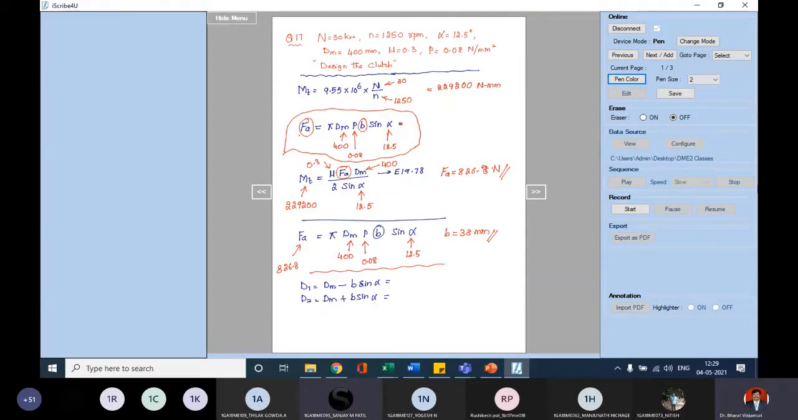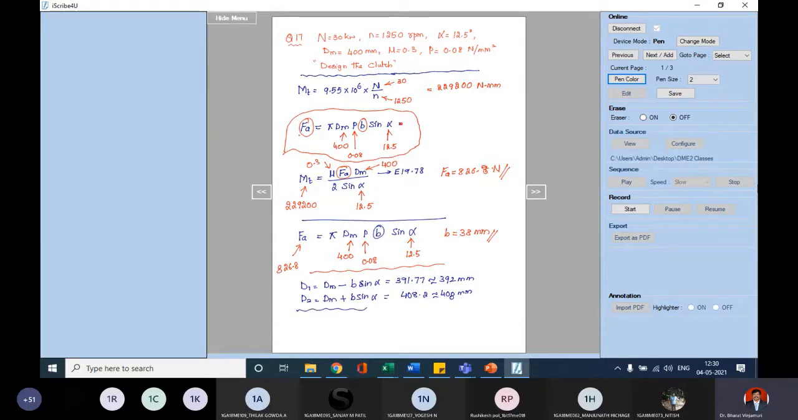D1 is 391.77. Okay, let me take this as 392 mm then. D2, sir, 408.2. So 408 will be the average if I take it, it will be 400, because by default it is assuming uniform wear theory. Since no theory is asked, 392 plus 408 by 2 will be your 400, which is nothing but your DM.